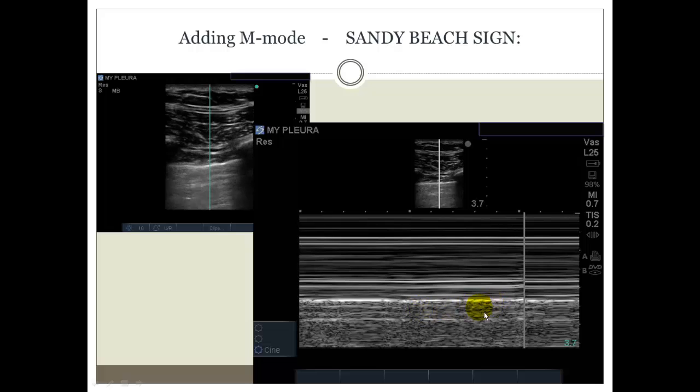Below the pleural interface we see artifacts that are projected as a result of this sliding interface. This is the so-called sandy beach sign. Sand below and waves hitting the beach.